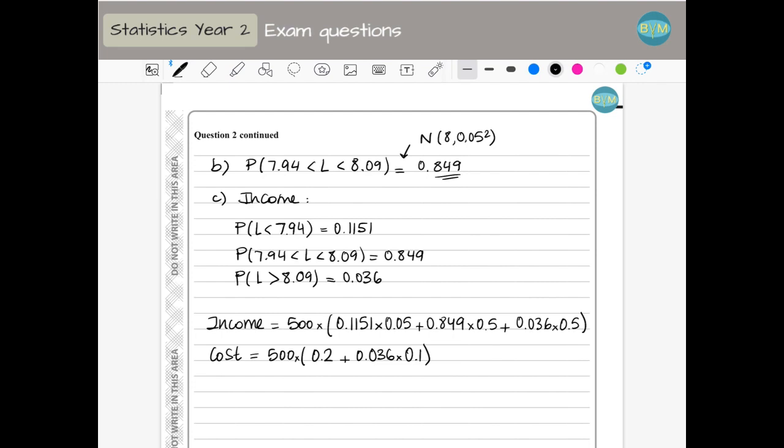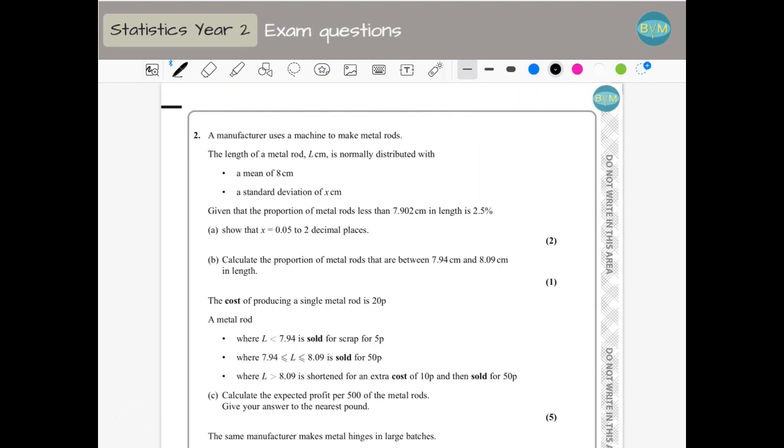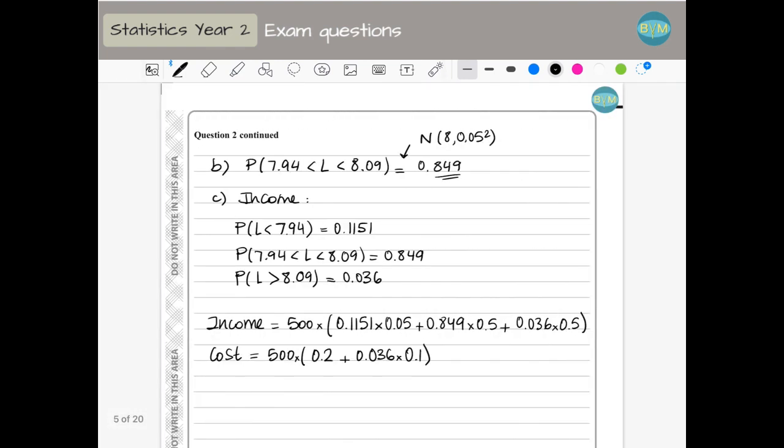Yeah, that's the cost. So they are asking me the profit, to the nearest pound. So the profit would be all the income minus the cost. When you do that, all the values with the calculator, you get 122.31 something. And they are asking us to round to the nearest pound, so it will be 122 pounds. And that's what we are doing. So all the income and the cost.